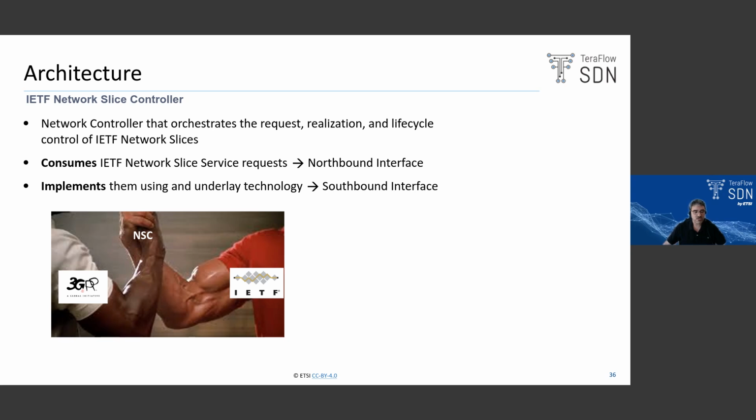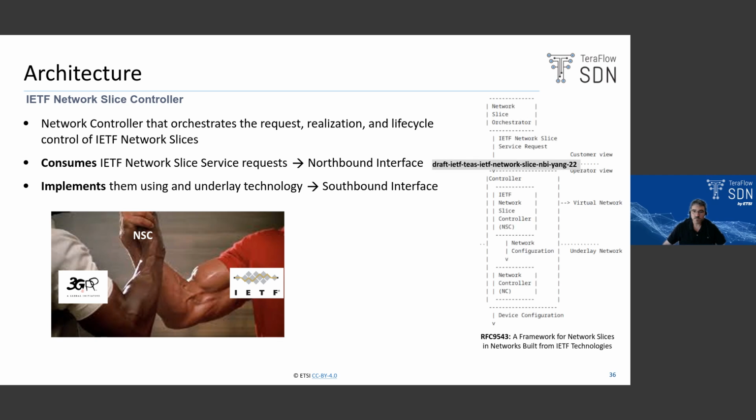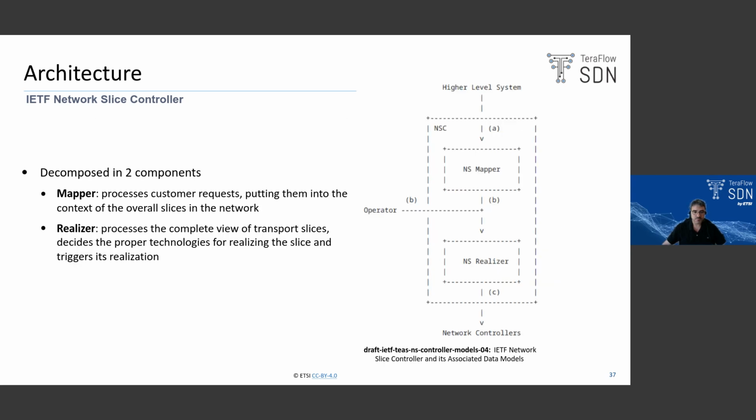As I was mentioning, at the end, the network slice controller component somehow bridges the gap between the 3GPP and the IETF definitions of slices. The data model that we are using for the northbound interface is still under definition. That's why you will find it as a draft in the IETF TS working group. Right now, we are focused on implementation, enhancing its version 22 on the network slice controller.